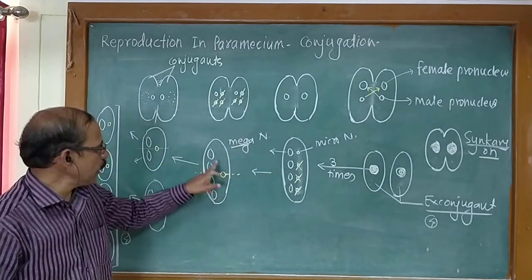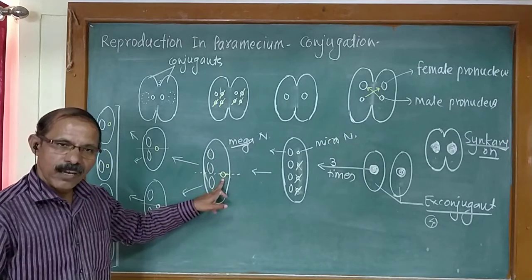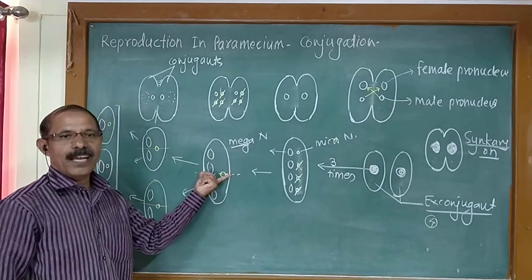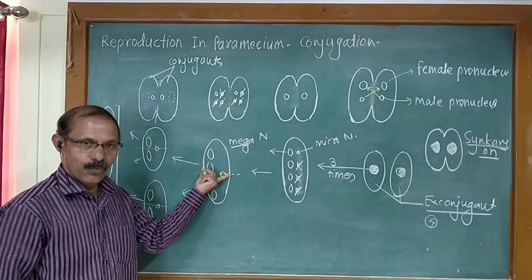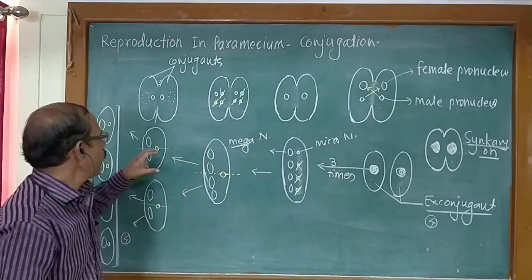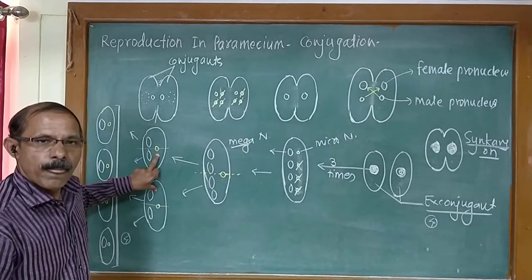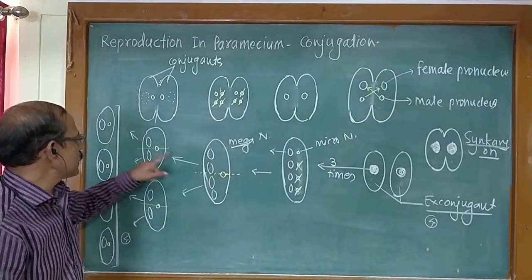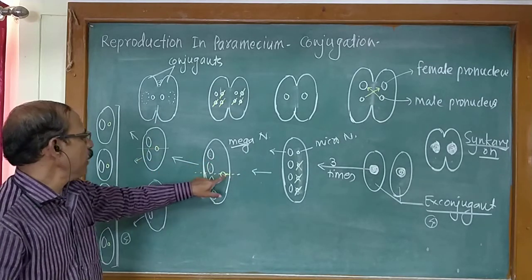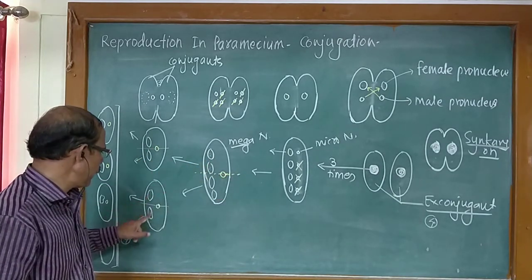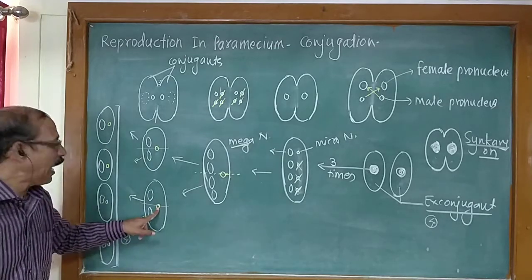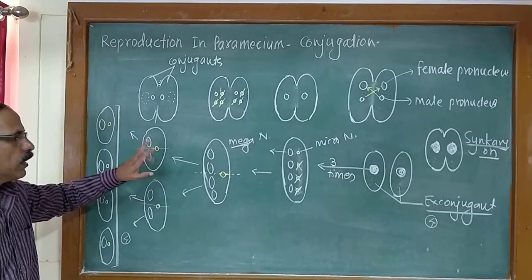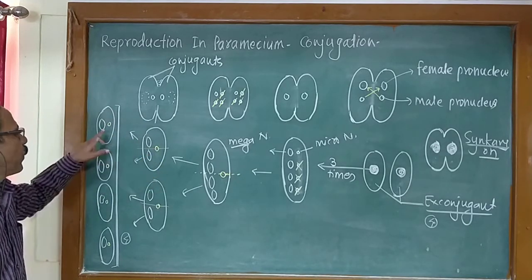Now the paramecium has 4 micronuclei and 1 meganucleus. The micronucleus and the paramecium divide by binary fission, and 2 paramecia are formed. Each has 2 mega and 1 divided micronucleus. Again these two undergo binary fission, and the 2 paramecia divide along with the micronucleus.